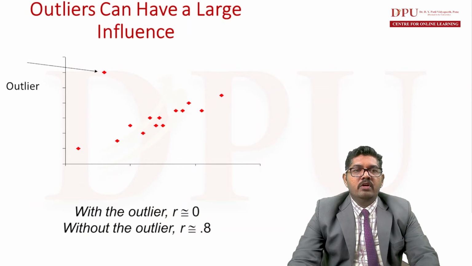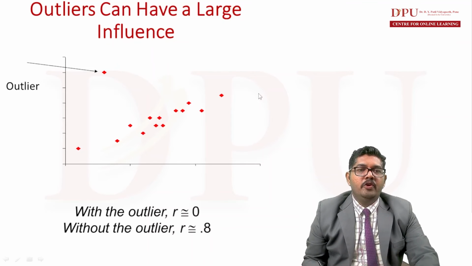Outliers can have a large influence. We have an outlier here, and it can have a large influence on the value of R. With the outlier, R is approximately equal to 0. When we exclude this outlier from the data and then calculate R, we get R equal to 0.8. So only one value is affecting the value of R.